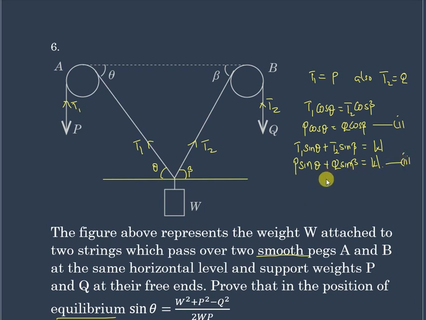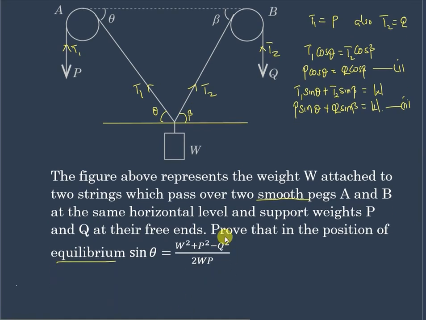From this equation number 2, when we look at our proof, when we look at what we are working towards, we have sine theta and there is nothing else here. We have W as the force only. So it means that here our task is to eliminate beta from the equations. So what we are going to do, we are going to say that from equation 2, Q sine beta is equal to W minus P sine theta.